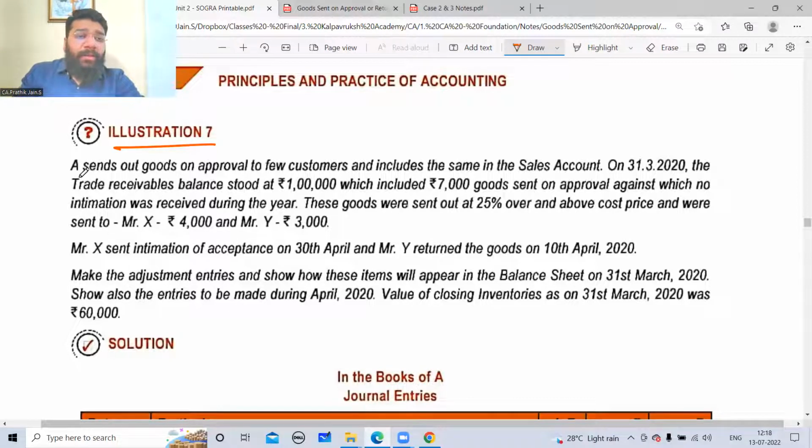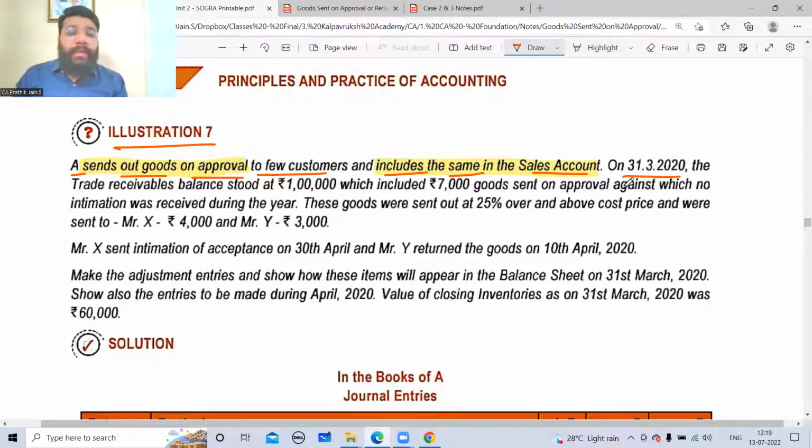Illustration number 7. A sends out goods on approval to few customers and includes the same in sales account. Look at the line, guys. Now the language is changed. A sends out goods on approval to few customers, and they've included the same in the sale account, which means they've treated the goods sent as a normal sale. So this is a casual transaction.